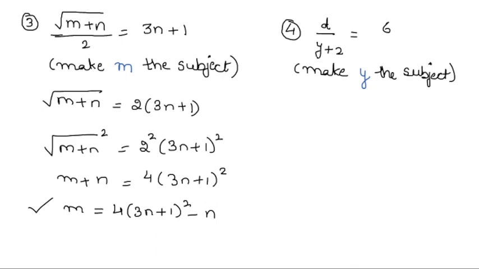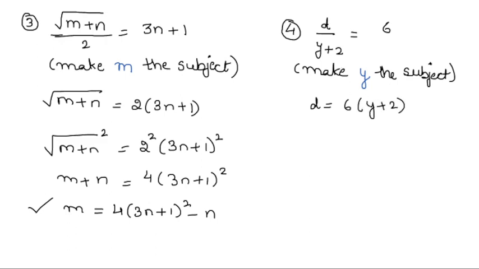In the fourth question, we want to make y the subject, and that variable is in the denominator. Your subject cannot be in the denominator. It should be written in the numerator. So what I do is, I'm going to be shifting this y plus 2 to that side of the equation. Here it is dividing, but that side will multiply 6. So d is equal to 6 times y plus 2.